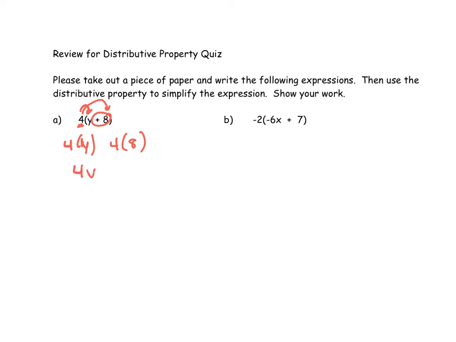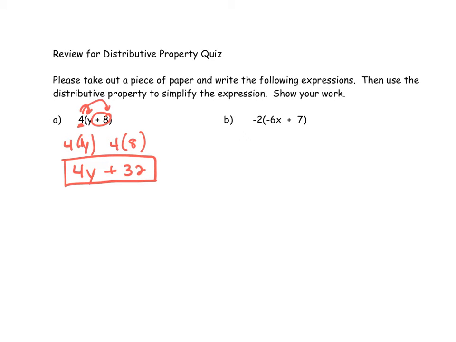This is 4y. 4 times 1, or 4 times y, is 4y, and 4 times 8 is 32. It's positive, so we're going to write it as plus 32. And we are done.